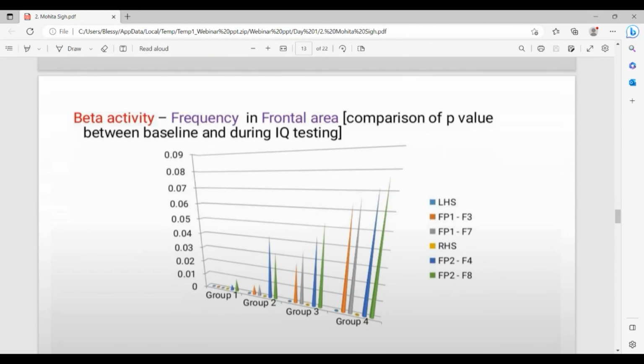In beta activity, the comparison was made between the basal EEG value and during performance of the IQ test. So the P value was compared in all the 4 groups, and the beta activity was recorded mostly in the frontal and the central regions. Although background activities were also present, the prominent results were only shown in the frontal and the central region. So for the beta wave activity in the frontal region, where the P values were compared between the baseline and during IQ testing, the results were shown as below.